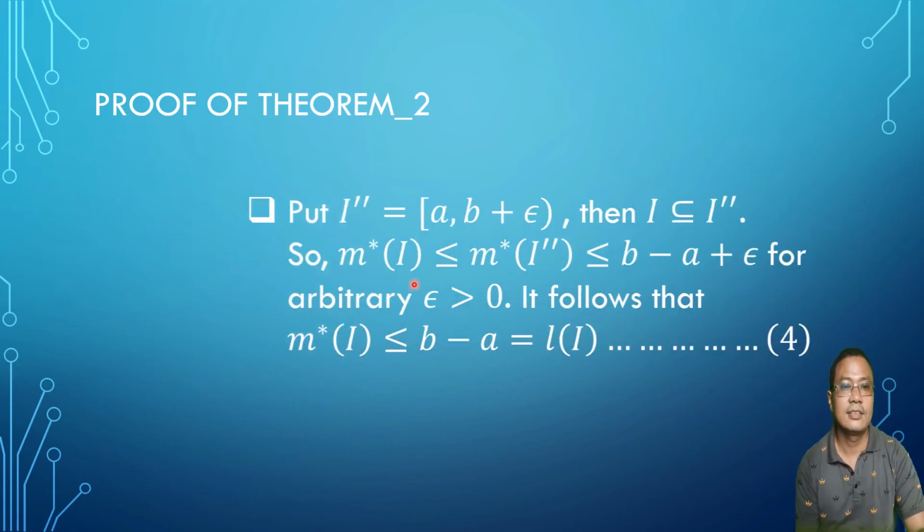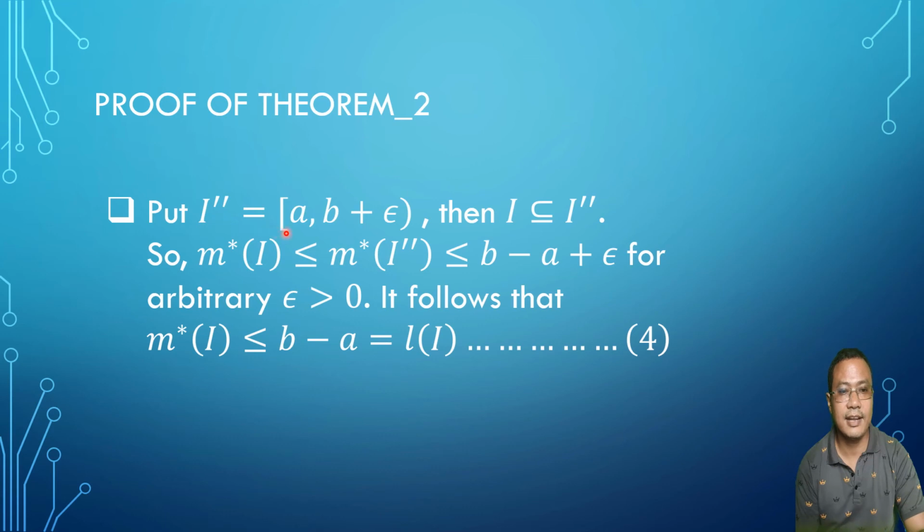Then you put I double prime equal to a, b plus epsilon. This is the interval. In this case also I is a subset of I double prime. Then the outer measure of I will be less than or equal to the outer measure of I double prime. That is what we are writing here. But the outer measure of I double prime will be less than or equal to b minus a plus epsilon for any arbitrary epsilon. This one also we have explained earlier. So it follows that for every arbitrary epsilon it is true. Therefore the outer measure of I is less than or equal to b minus a, that is the length of the interval. Let it be inequality number 4.